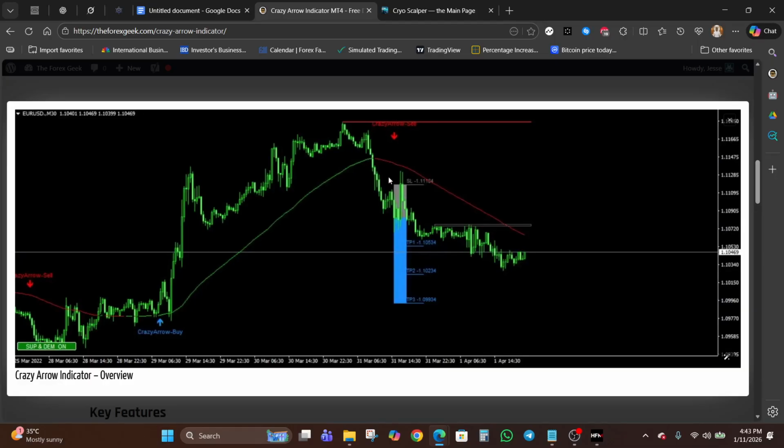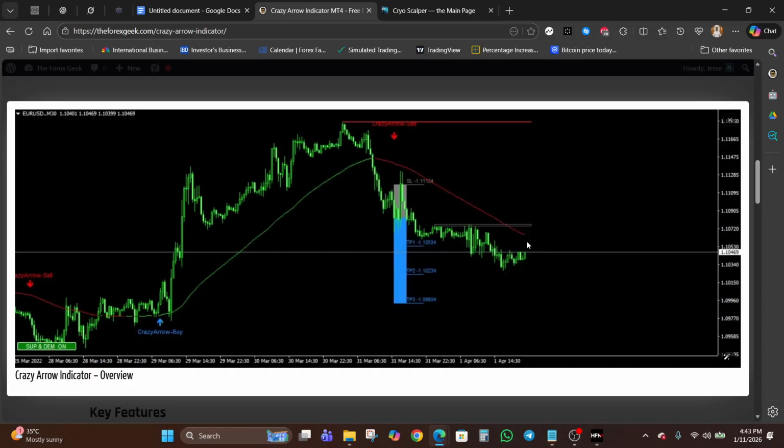You can also see that this green line shows bullish momentum prevailing at the time, and the red line indicates sell momentum, or rather bearish momentum prevailing at the time. Pay attention to the arrows, pay attention to the line.